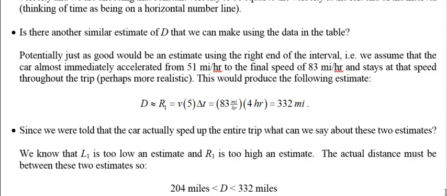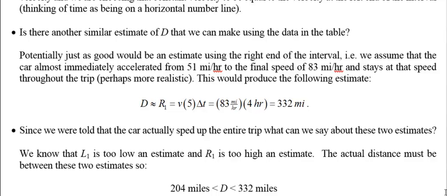Similarly, we know the R1 estimate's too high because we were assuming it was 83 miles per hour for the whole trip. It only ended there. It was always actually less than 83 miles per hour if it actually sped up the entire time. So we know the actual distance is somewhere between 204 miles and 332 miles.